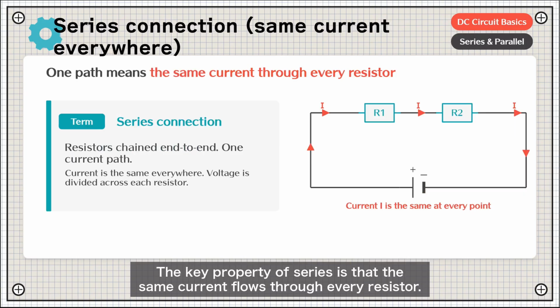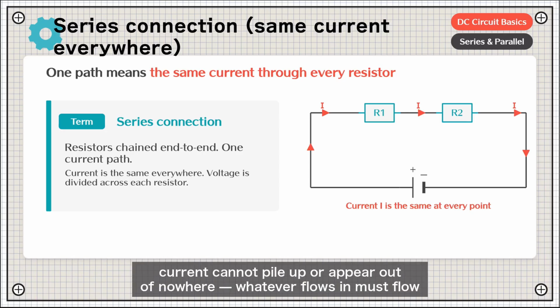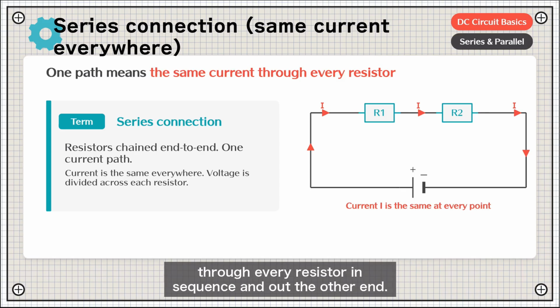The key property of series is that the same current flows through every resistor. Because there is only one path, current cannot pile up or appear out of nowhere. Whatever flows in must flow through every resistor in sequence and out the other end. So no matter where you measure, the current is the same.